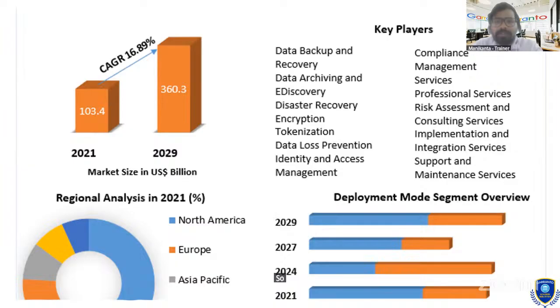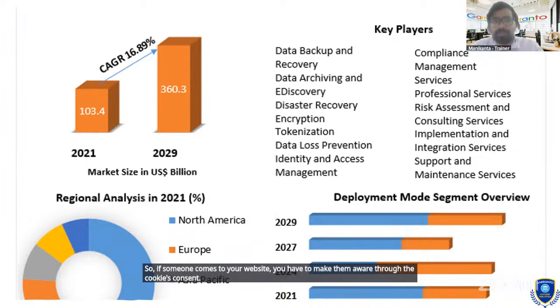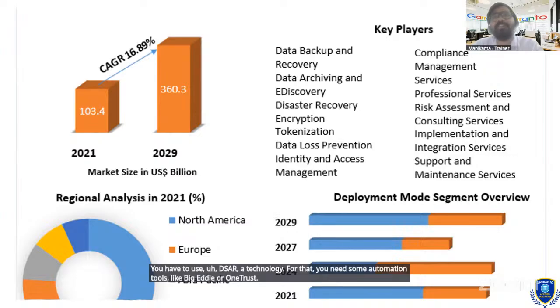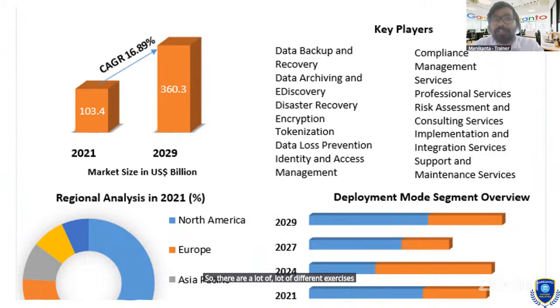So when a project gets started, you need to do a DPA, ROPA. If someone comes to your website, you have to make them aware through cookies consent. If someone wants to exercise their rights in your company, then you have to use DSAR technology. For that, you need automation tools like BigID, OneTrust. So there are a lot of different exercises you have to do to become compliant.